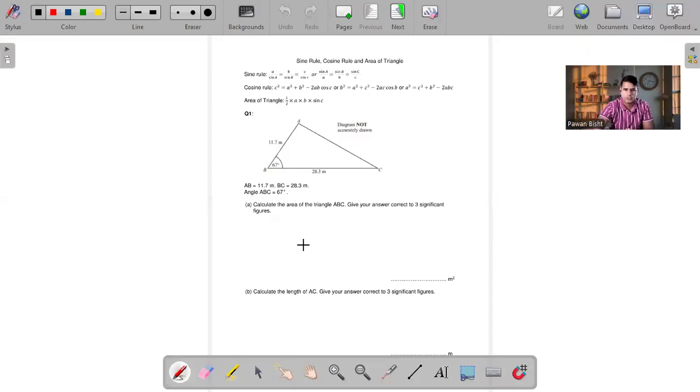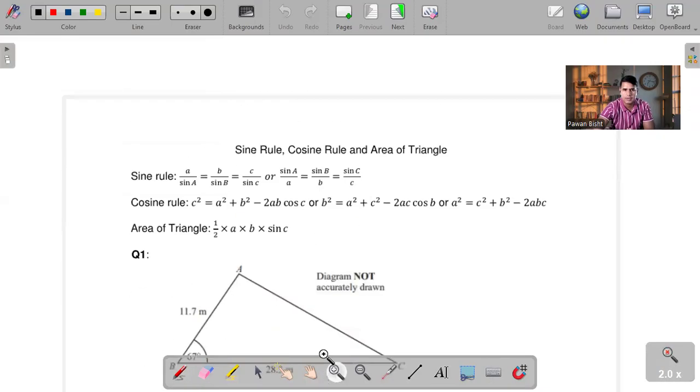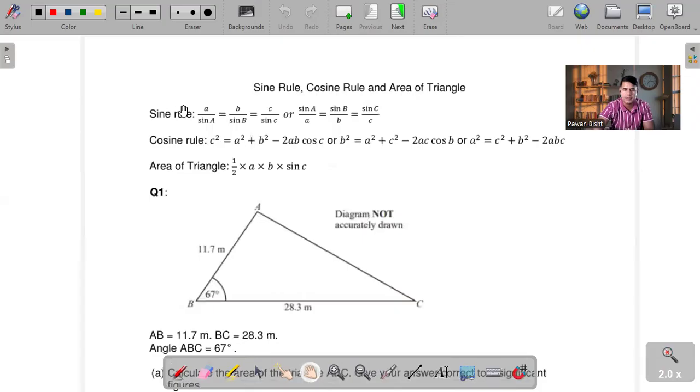Okay. So as you can see here, I have already written the formula for you, right? But I will explain where to apply this formula, right? Sine rule, cosine rule, and area of triangle, right? So what is sine rule? a upon sin A equals b upon sin B equals c upon sin C, or sin A upon a, sin B upon b, sin C upon c. Cosine rule is this, c square. There will be three formulas depending on what we have to find.